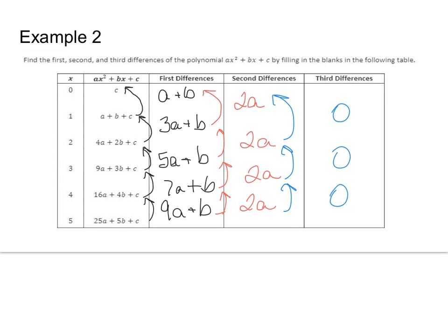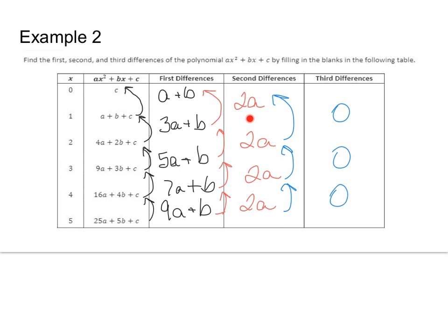All right, if you see here, I took where x equals 1, subtracted it from x equals 0, got our first differences, okay? Took where x equals 2, subtracted it from x equals 1, x equals 3 minus x equals 2, etc. Okay, that was my first differences. Then I found my second differences, taking this equation, subtracting it from this one. So 3a minus a is 2a, b minus b is 0. 5a minus 3a is 2a, b minus b is 0. Okay, etc. So we have our second differences.